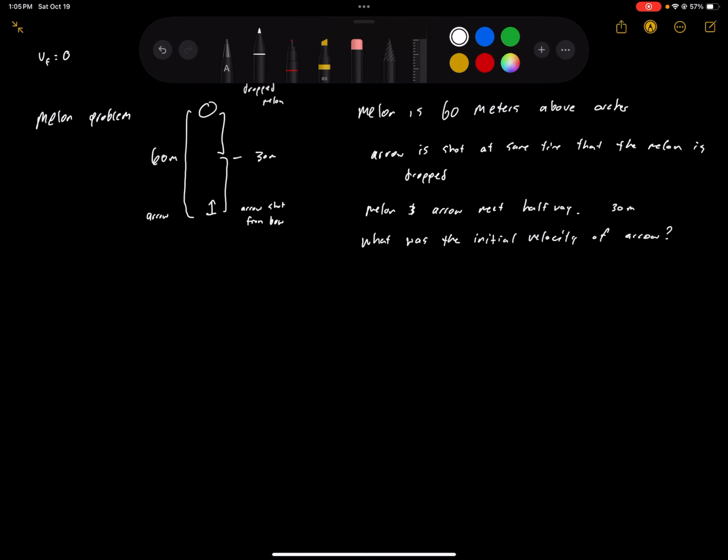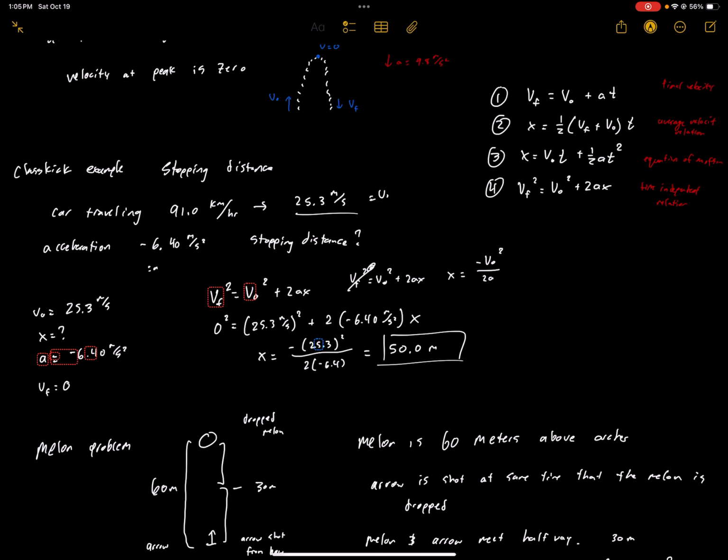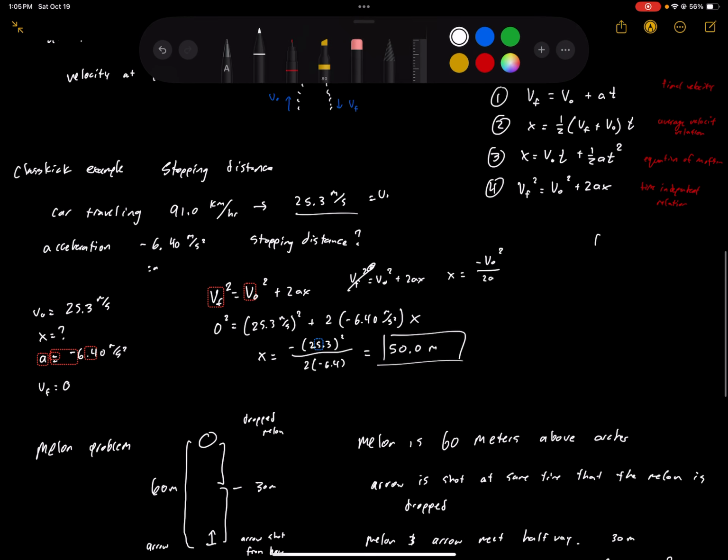All right, so basically in this problem, you're looking at the motion of two different objects. You're relating them through one of the variables, and then you're solving for the unknown. That unknown being the initial velocity of the arrow, right? So v naught of the arrow, that's unknown, and we've got to figure it out. All right, so let's write out the equations. One equation I want to give you, in addition to the 4 kinematic equations, I want to let you know about free fall.